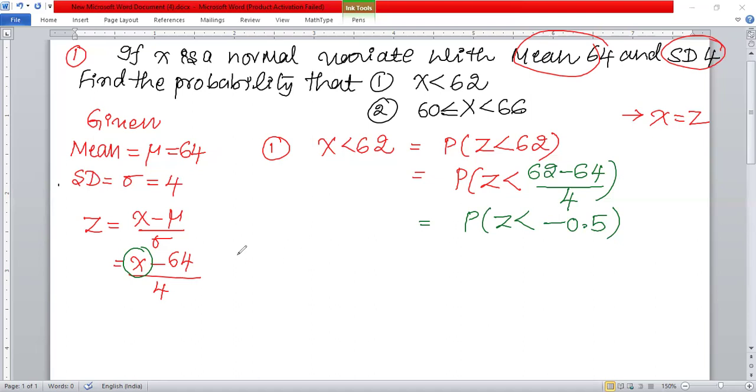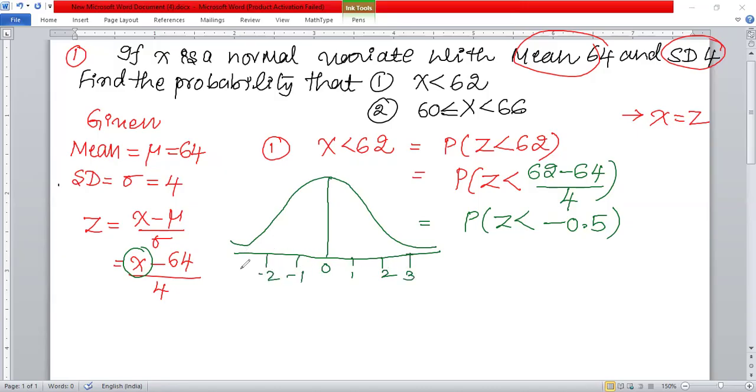Now we are going to draw the bell-shaped curve. Here there is 0, 1, 2, 3, minus 1, minus 2, minus 3. Now we mark minus 0.5 here. There is a less than side and a greater than side. The less than side, we have to shade, like this.